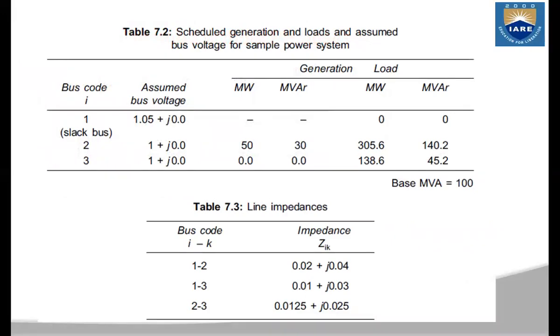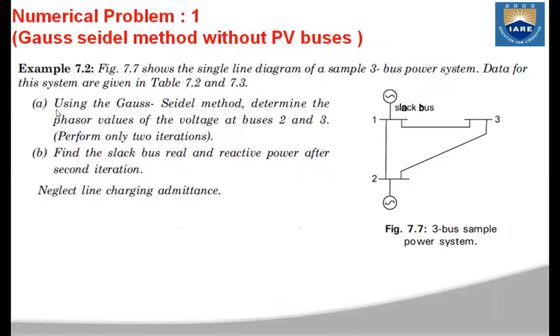Okay, so now for this system, first, by using the Gauss-Seidel method, you have to determine the phasor values of voltage at buses 2 and 3. So at bus 2 and bus 3, you have to determine the voltage by using the Gauss-Seidel method. And second, after finding the voltage, find the slack bus real and reactive powers after second iteration. So you have to perform 2 iterations. In the second iteration, what is the voltage at bus 2 and bus 3, and what is the real power and reactive power at slack bus? These you have to find out.